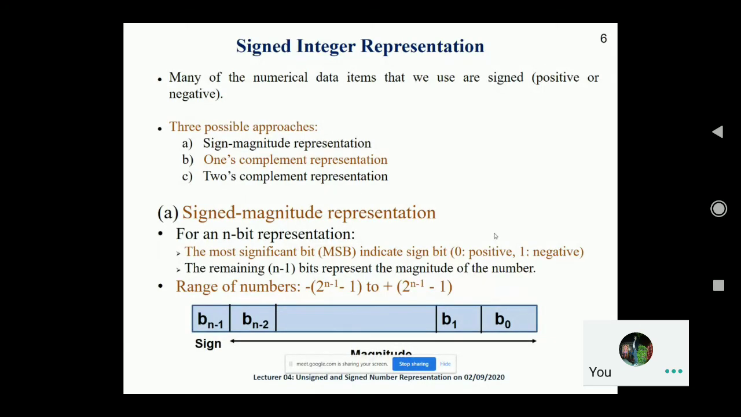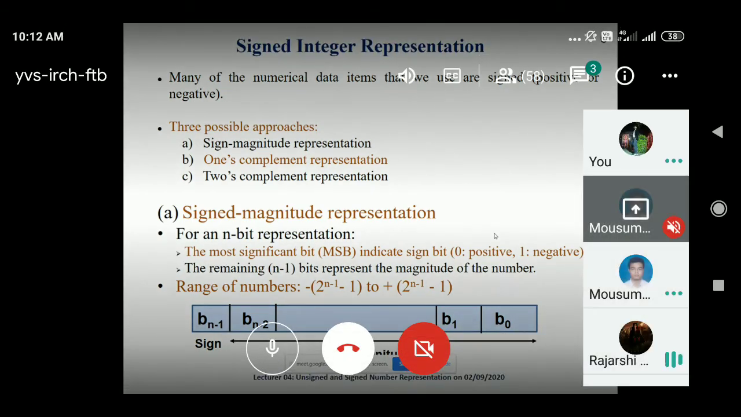Anyone can tell me what is the time right now? 10, 12 answer. Okay, 10 o'clock.